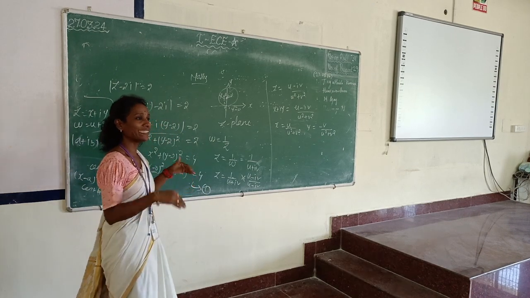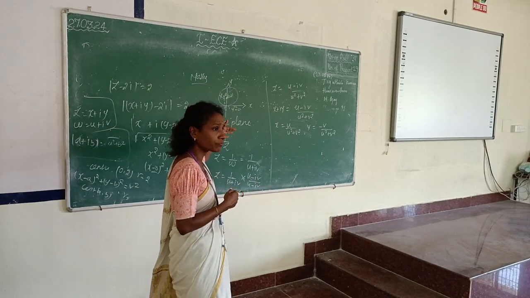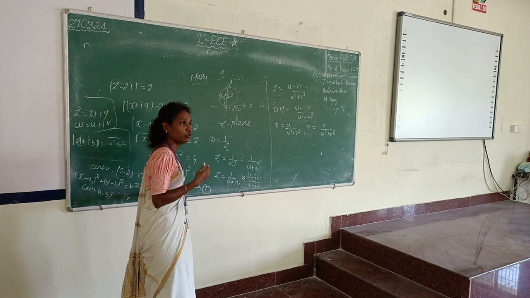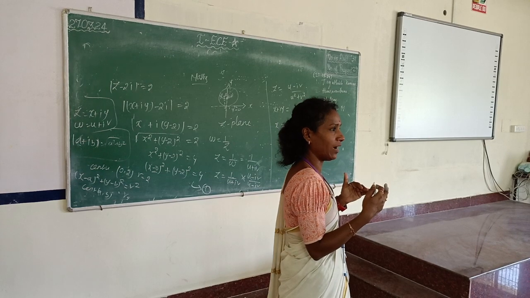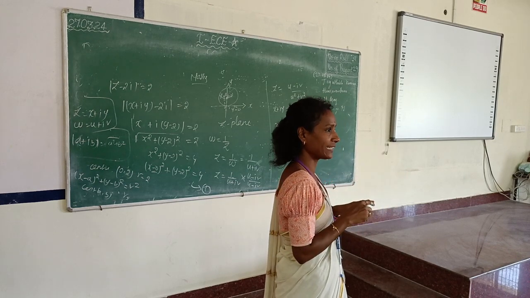Because we can transform the double plane. Here xy is a plane. Substitute the xy values. If you substitute the xy values, you get one equation in terms of u, v. Taking that equation, we can form the diagram.